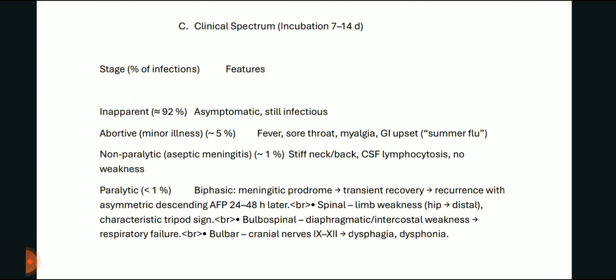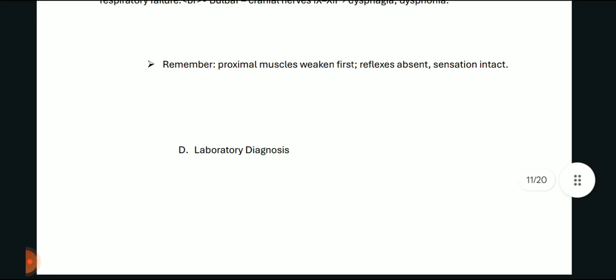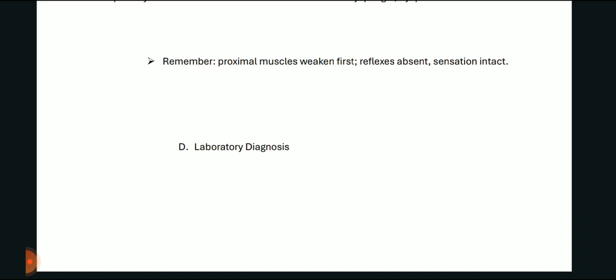24 to 48 hours later, we see spinal or limb weakness occurring from hip to the distal area. A characteristic tripod sign is there, in which we see bulbospinal, diaphragmatic or intercostal muscle weakness with respiratory failure, and bulbar cranial nerves 9 to 12 are damaged or function less, causing dysphagia and dysphonia. We have to remember that proximal muscles weaken first, and because of that reflexes are absent but sensation is intact.